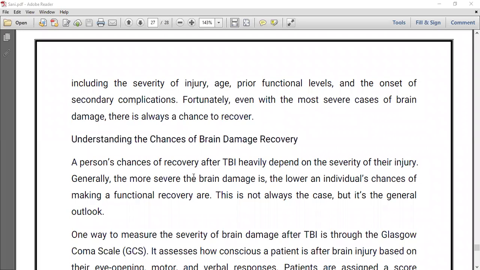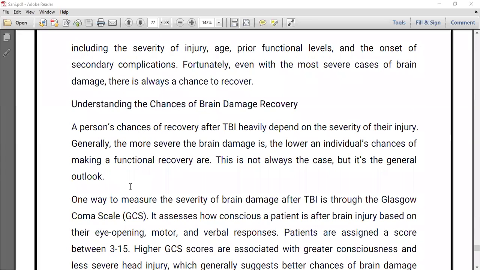Now we are discussing how brain damage recovery occurs. It is very different from age to age. A person's chance of recovery after TBI heavily depends on the severity of the injury. Generally, the more severe the brain damage is, the lower an individual's chance of making a functional recovery. This is not always the case, but it is a general outlook.